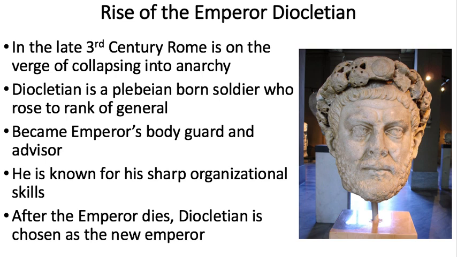And as he's serving Rome and serving the Roman army, he sees that everything's on the verge of falling apart, and someone needs to step in and fix this. And one of the things that he is really known for is organization. He's really smart and can see the big picture in things. And when the emperor dies, Diocletian is chosen by the army as the new emperor, which he steps into.